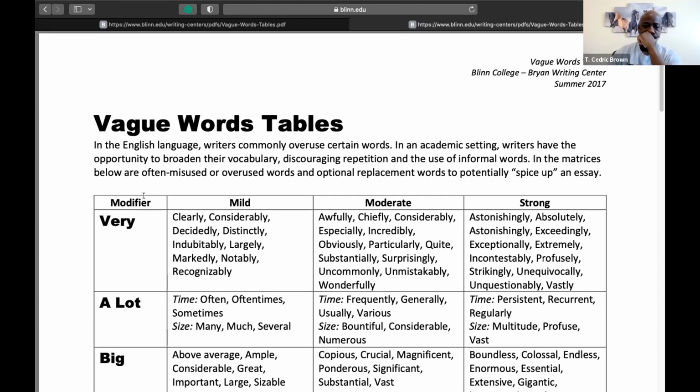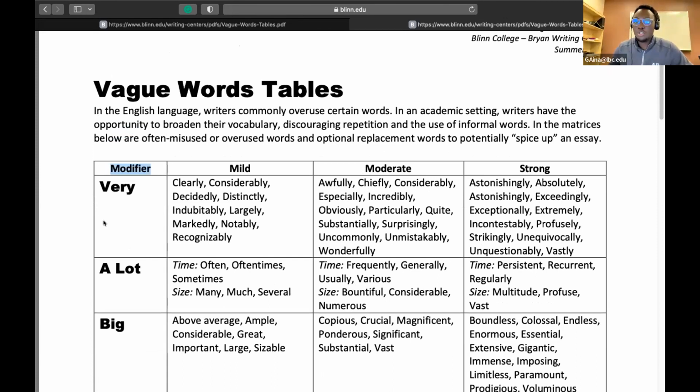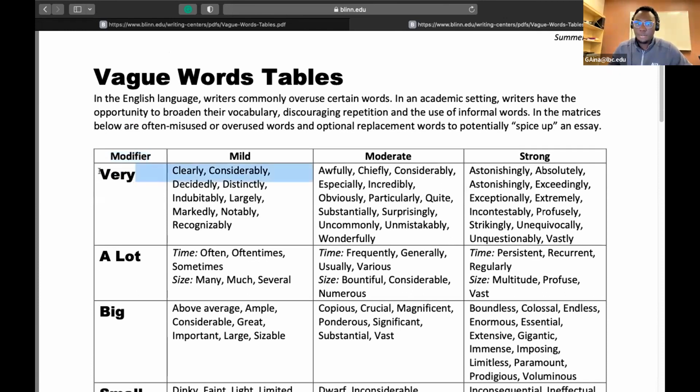So vague words, right? The first kind of vague word are modifiers. These are words you should avoid in academic writing. Instead, use more specific synonyms. For instance, the word very is a vague word. He is very intelligent. That's vague. Use a more specific word like he is distinctly intelligent, as you can see here.